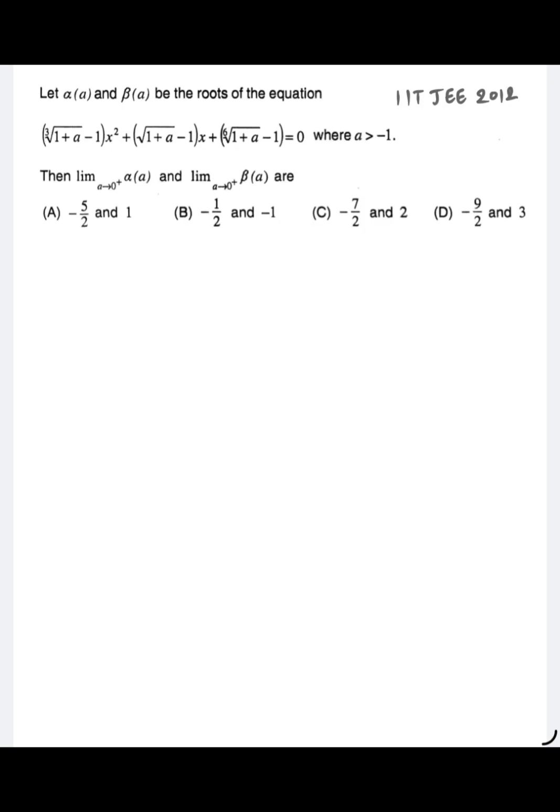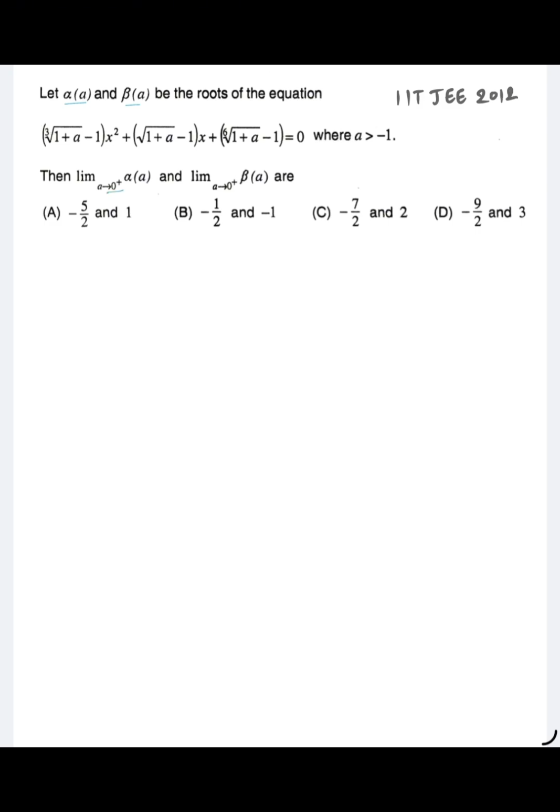Can you solve this question from IIT JEE 2012? This question is a combination of quadratic equation and limits, but the limit is very simple if you look. So it says that the quadratic equation has two roots, alpha and beta, and we have to find the limit of alpha and beta when a approaches 0.